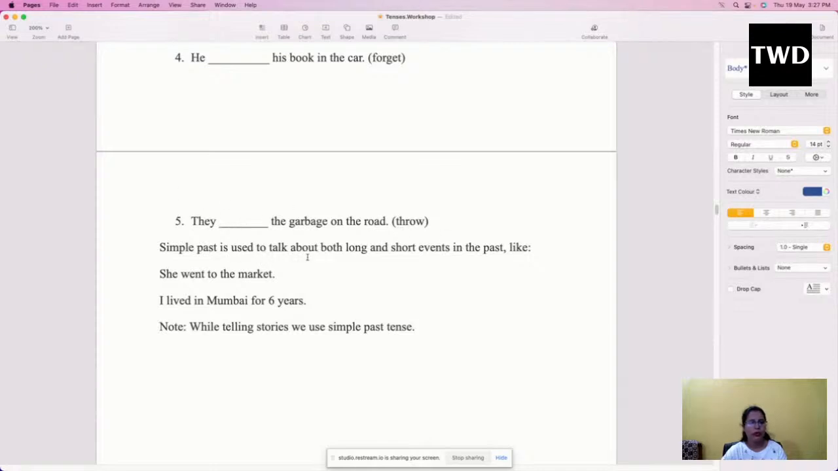Simple past is used to talk about both long and short events in the past, like she went to the market. She went to the market, so it is a short event. I lived in Mumbai for 6 years. This is a long event. I lived: I is the subject, and lived is the past form of the verb. While telling stories, we use simple past tense only. Remember all these things. These are all the simple tips which we have given you so that you can learn and practice them, and then you can speak fluently.